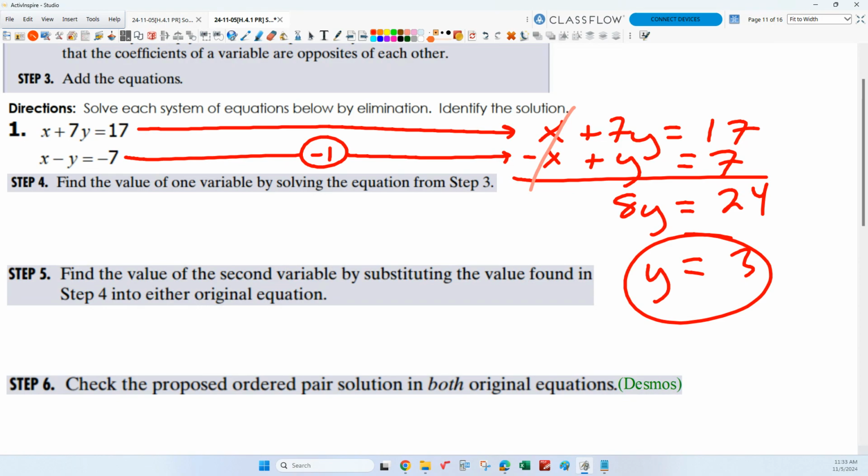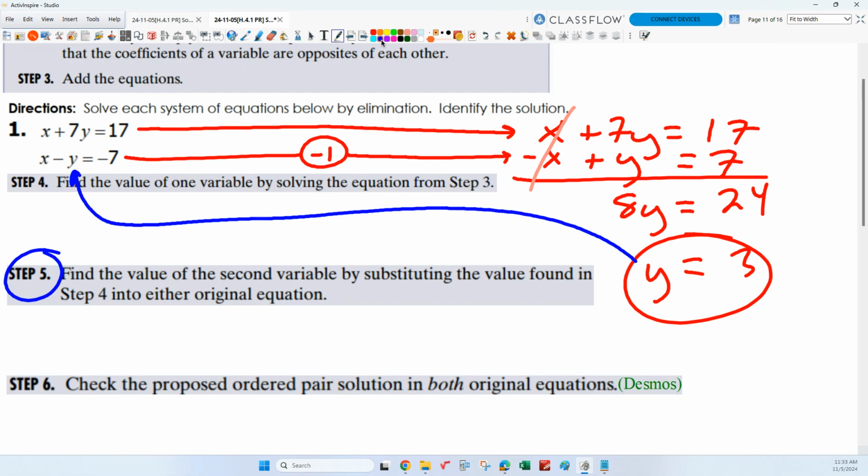Yeah, I could just take this, because I know the value of one of the variables, I could substitute that into either one of these original equations and solve for the other variable. And that's pretty easy to do. So we're going to do, that's step 5, right? We're going to take y equals 3, and how about the bottom one? That looks a little easier. I'm going to plug it in there.